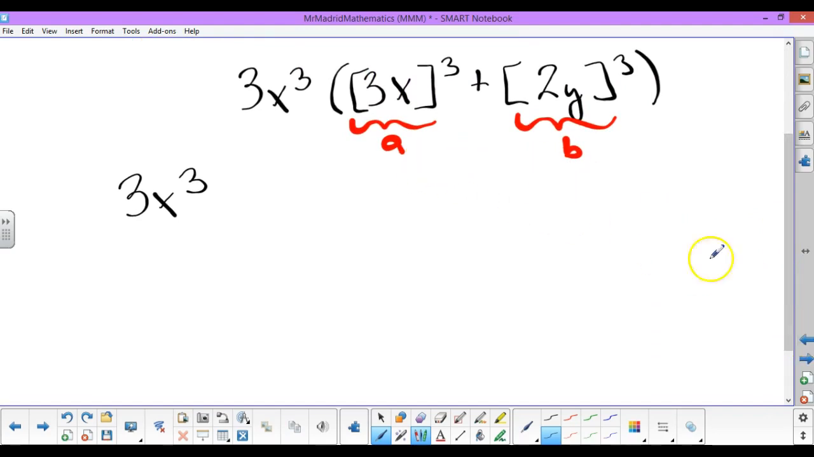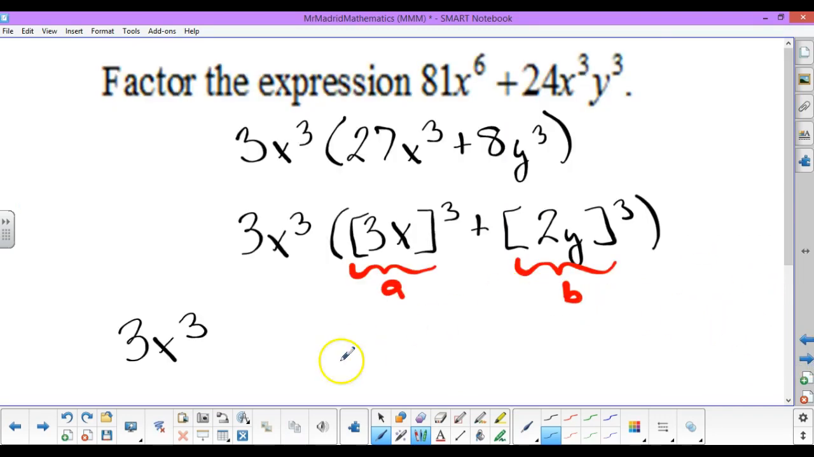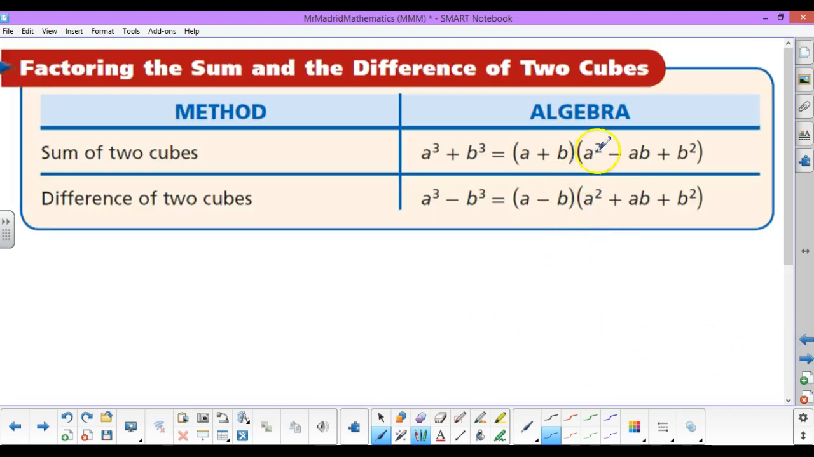So the formula tells me I have a cubed plus b cubed, so whatever a is, add it to b. So let me do that first. A plus b. What is a? 3x. What is b? 2y. After that, it says, hey, go ahead and put in a squared minus ab plus b squared.